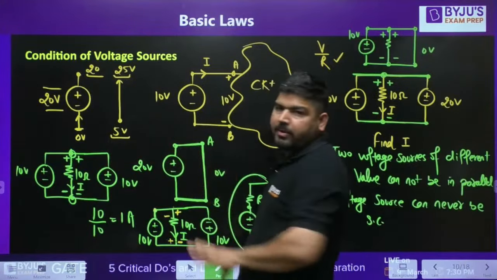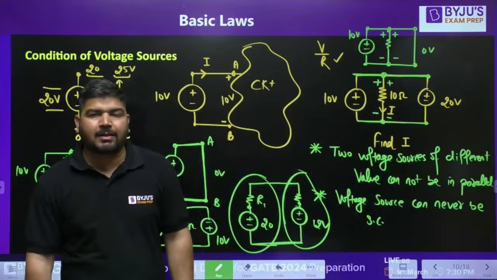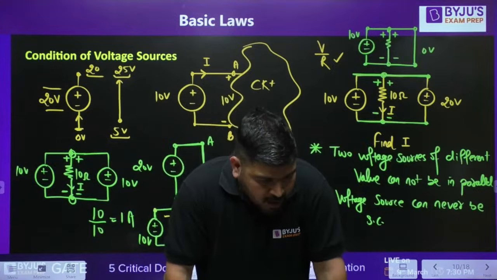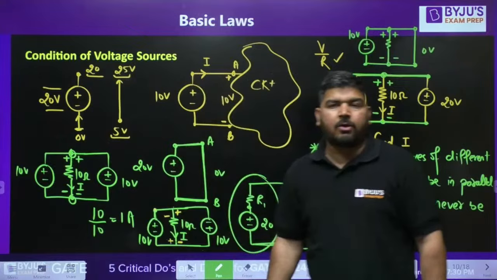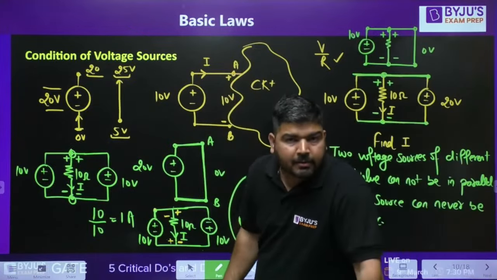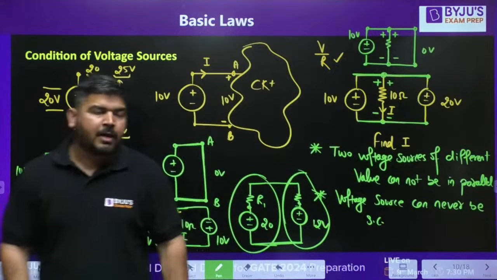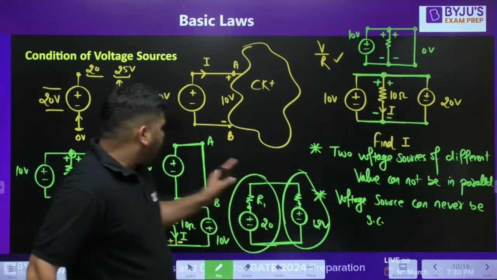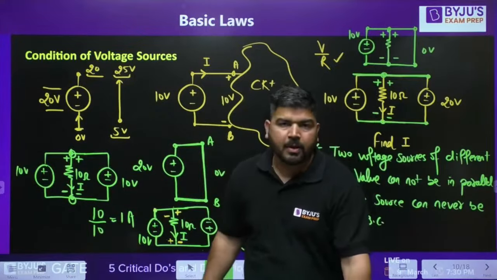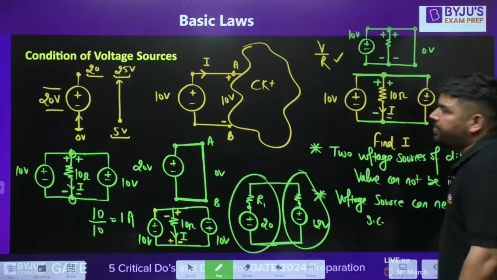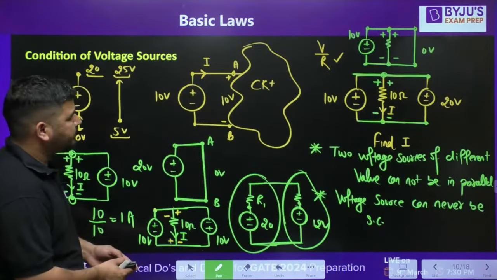I told you how the voltage source will behave and what the conditions of a voltage source are. Voltage source will only maintain the voltage difference. It doesn't care about the current. Current can be anything from plus infinity to minus infinity. And an ideal voltage source can never be short circuited because it will violate the basic law. I hope it is clear. Now let's discuss one more point, series connection.